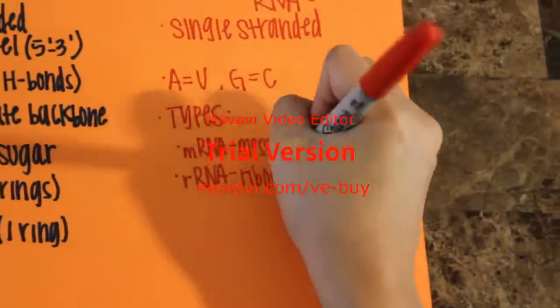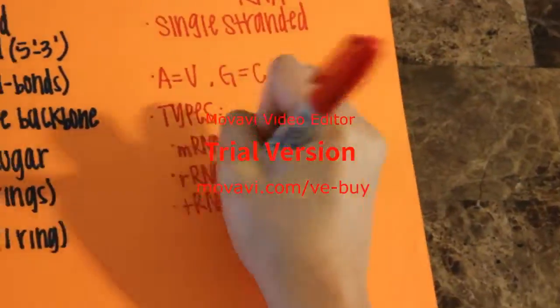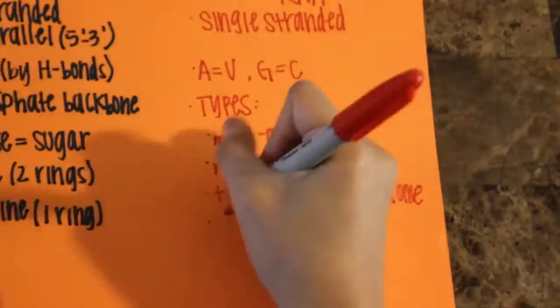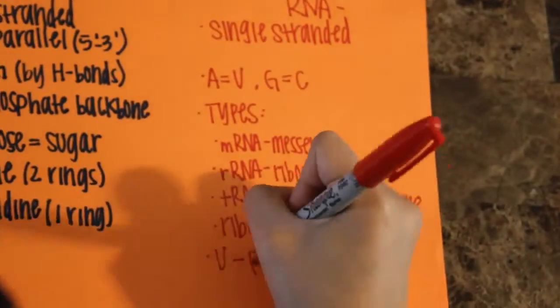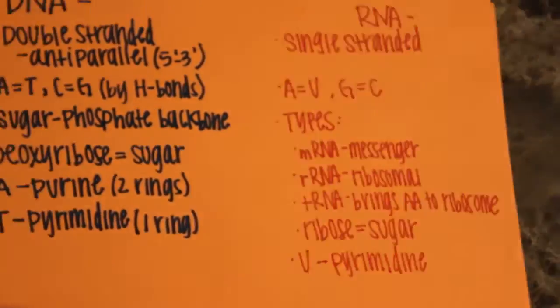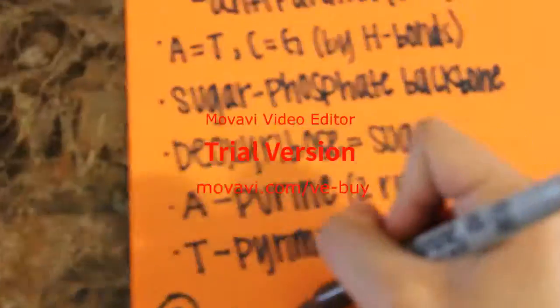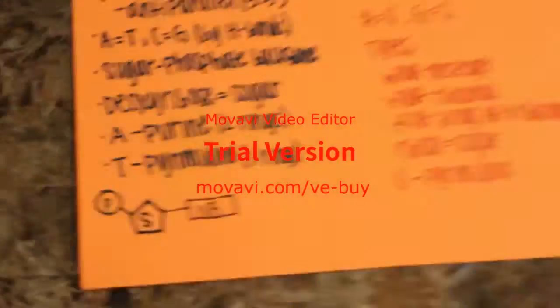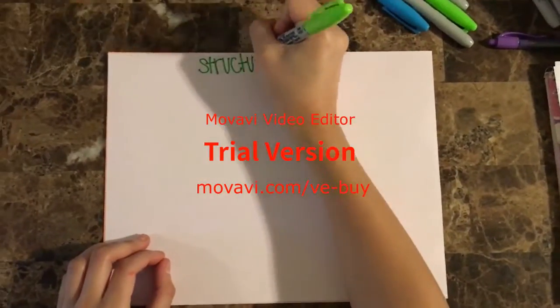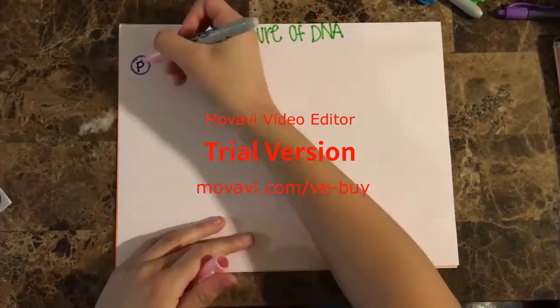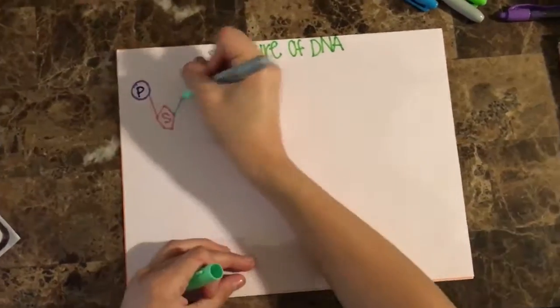In RNA, it is single-stranded. Adenine does not bind to thymine, it binds to uracil, and guanine binds to cytosine. There are 3 types of RNA: messenger RNA or mRNA, rRNA, which is ribosomal RNA, and tRNA, which brings amino acids to the ribosome. There's also ribose, that is the sugar, and then uracil is the pyrimidine in this case.